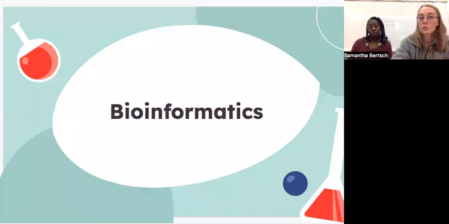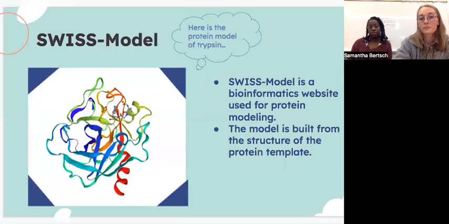To further study trypsin, we use the bioinformatics website Swiss Model. Swiss Model is a bioinformatics website used for protein modeling. Before running the analysis, a target sequence or the UniProt of the protein is required, which we got from BLAST.